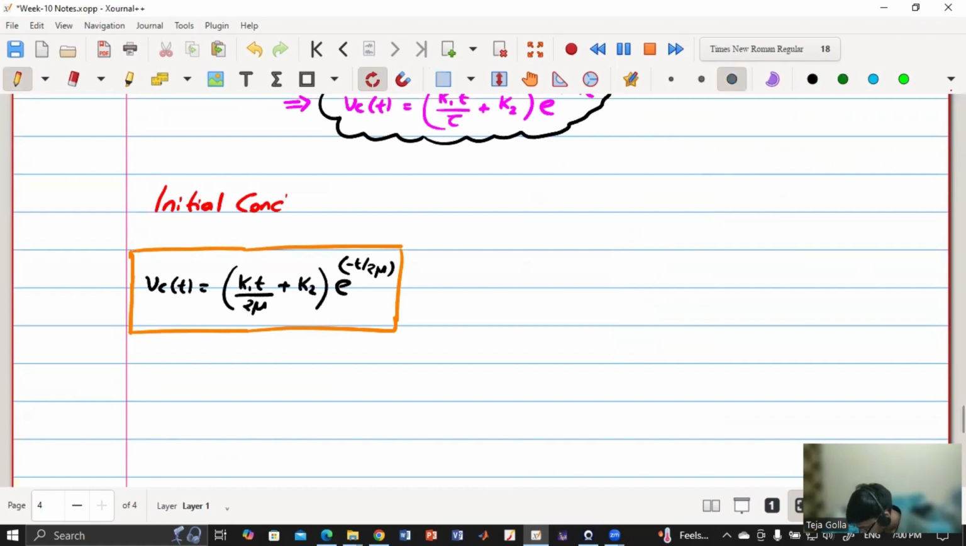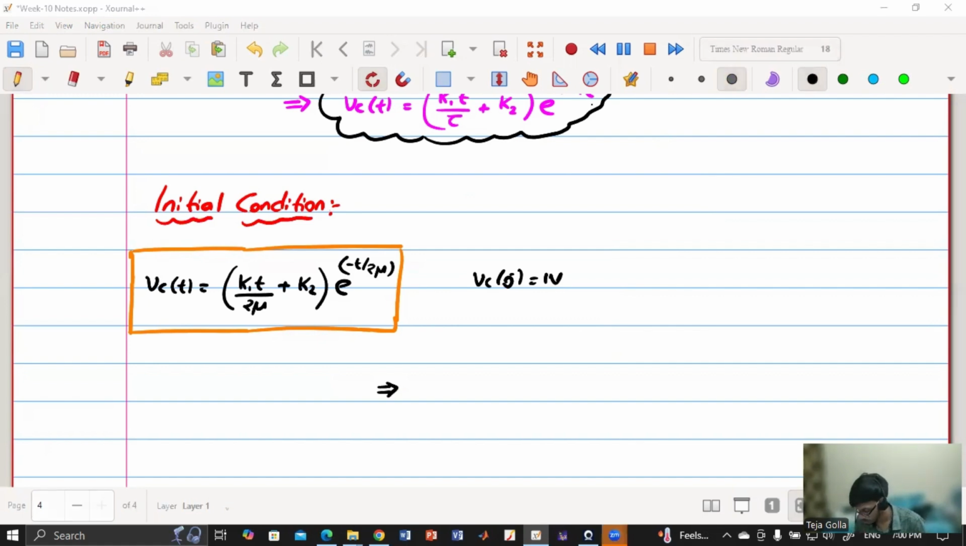Initial condition. So the initial condition they have given is Vc of 0 minus equals to 1 volt. So now if we substitute t equals to 0, can you tell me what we will be getting? 1. So K2 is equals to how much? 1.